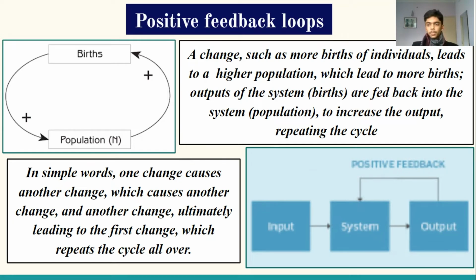And to compare it with positive feedback loops, if we look at the pendulum example, essentially what happens is, in a pendulum, the change is always tried to be counteracted. However, in terms of a positive feedback loop, that change, if I do this, that change would be magnified, let's say 10 times, and that magnification keeps happening until it reaches some very high point. Of course, that is another discussion, but that is how positive feedback loops work. In simple words, one change causes another change, which causes another change and another change, ultimately leading to the first change, which repeats the cycle all over.